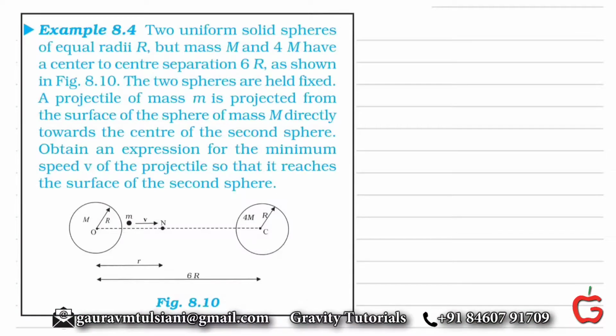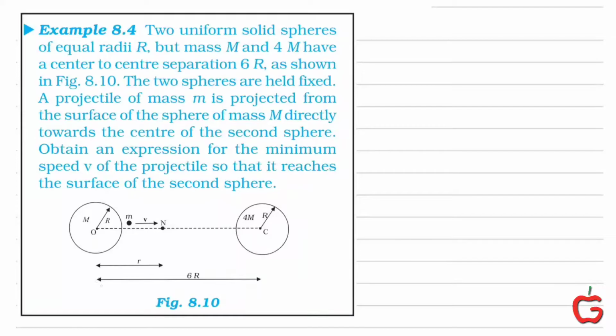Uniform solid spheres of equal radii r, but masses m and 4m, have a center to center separation of 6r. So these are two spheres separated by a distance of 6r, as shown in the figure. The two spheres are held fixed.